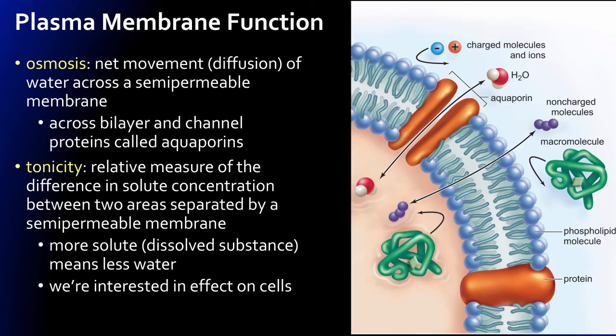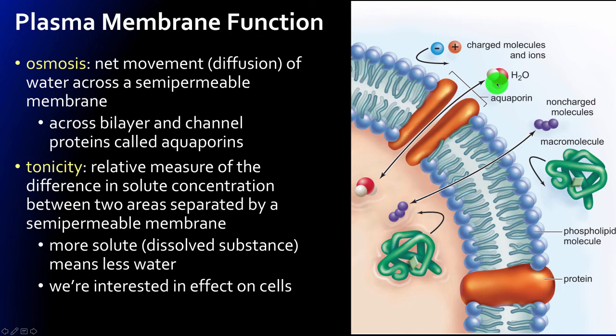Now, there are some special cases of diffusion, and osmosis is a good example of that. Osmosis is essentially the diffusion of water. So you can see here it's defined as the net movement of water across a semi-permeable membrane. And when we think about this, water can move weakly across the phospholipid bilayer, but water is polar, and there's going to be some restriction to movement. But there are protein channels called aquaporins, which allow for the flow of water across those.